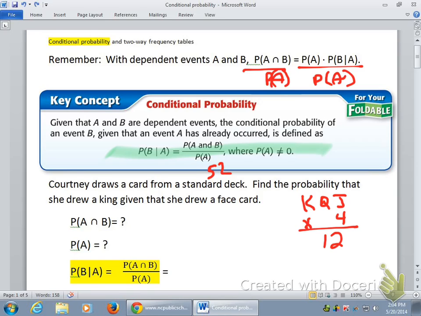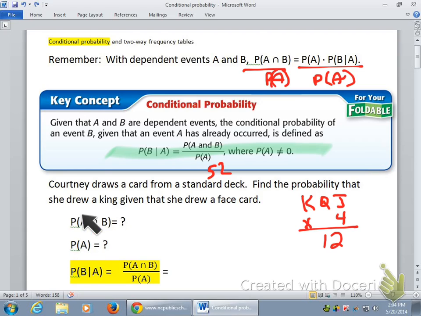All right. What I want to do in order to use this formula, of course, I need to know the probability of A and B. I also need to know the probability of A, and then I'll divide them. So I just did these two as mini steps, step 1, step 2, and then here's the actual formula. So let's talk about the probability of A.